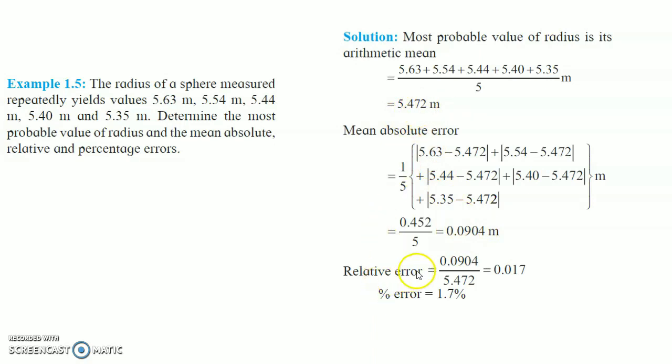The formula for relative error is equal to the mean absolute error divided by the mean value. So 0.0904 divided by 5.472, which is equal to 0.017. And percentage error is, we will be just multiplying this relative error by 100. So when you multiply this by 100, this decimal point shifts 2 times because it is multiplied by 100. So it will come as 1.7%.